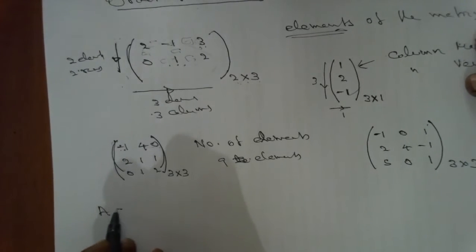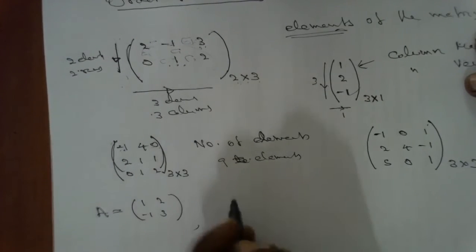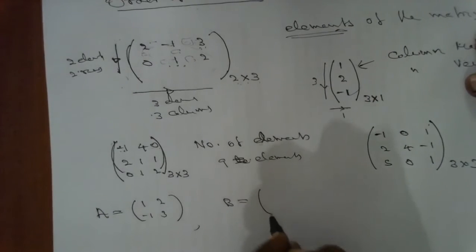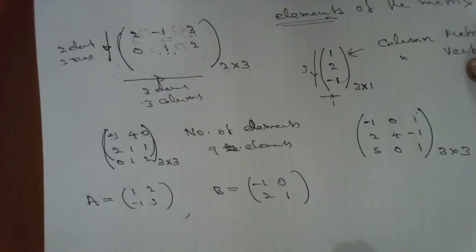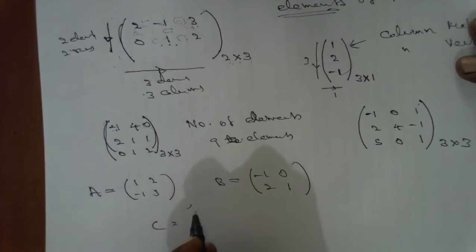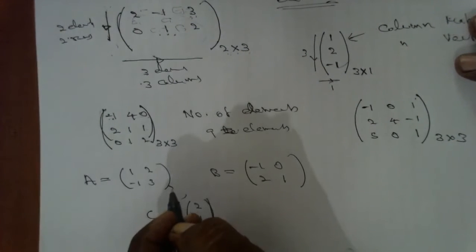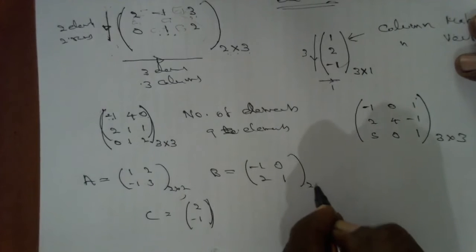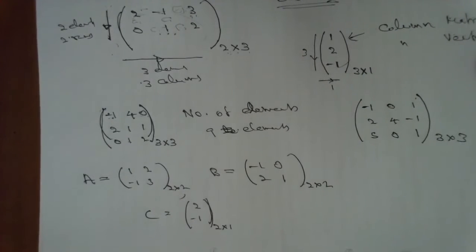Let's say A equals 1, 2, minus 1, 3. B equals minus 1, 0, 2, 1, like that. So you can use capital letters. C equals 2, minus 1, like that. So this one is a 2 by 2 matrix, this also a 2 by 2 matrix, this one a 2 by 1 matrix. Okay? Yes, sir.